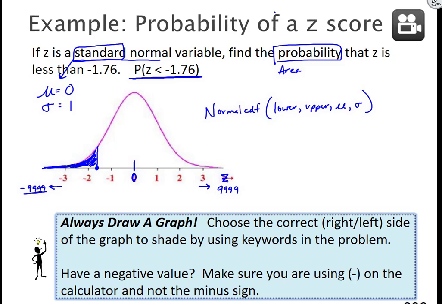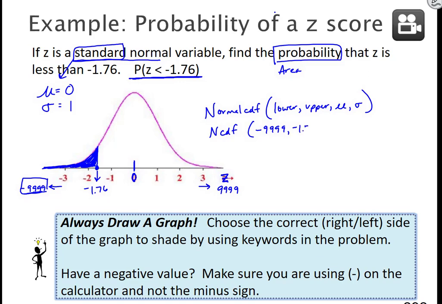So for our normal CDF, what is our lower value? Remember, they're talking about the shaded area under the curve, and lower is just going to be left. So the most left value, the lowest value, was the negative 9s, negative 9999, comma. And then what was the upper value? Well, that was the dot we labeled negative 1.76, which came from our problem.